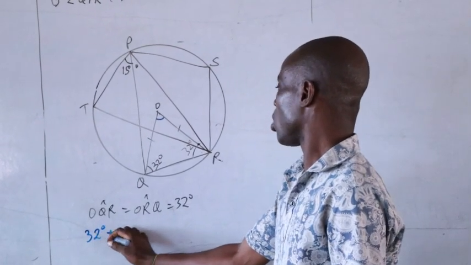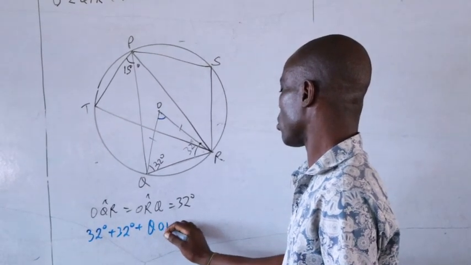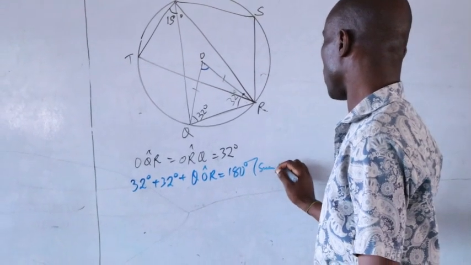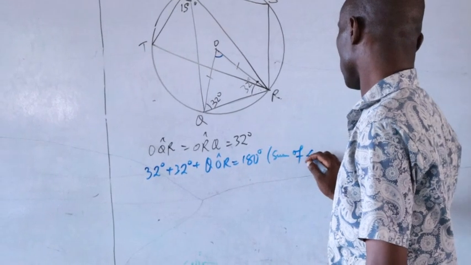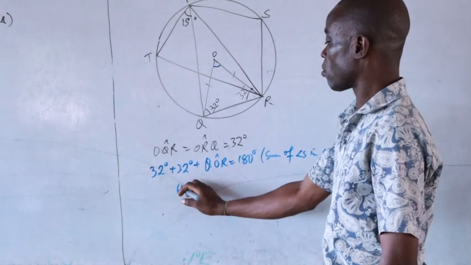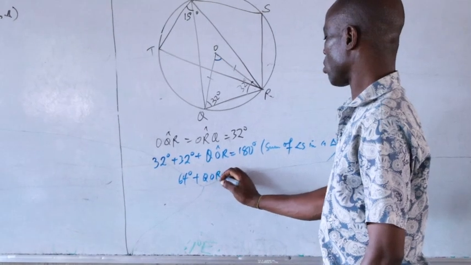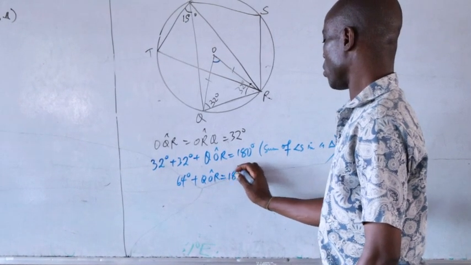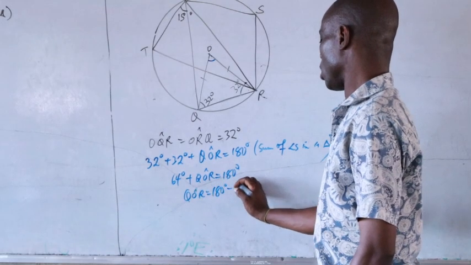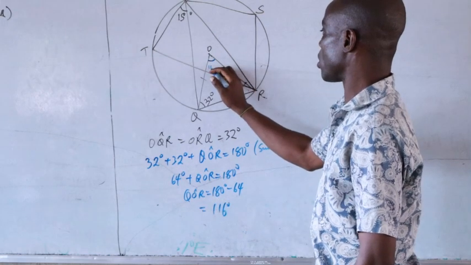32 plus 32 plus QOR is equal to 180 degrees. Reason: sum of angles in a triangle. 32 plus 32 is 64. QOR is 180 degrees minus 64, which is 116. This angle is 116.